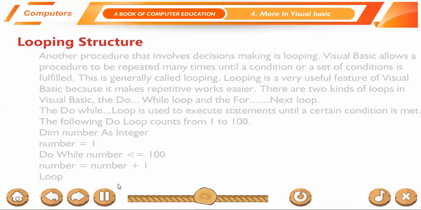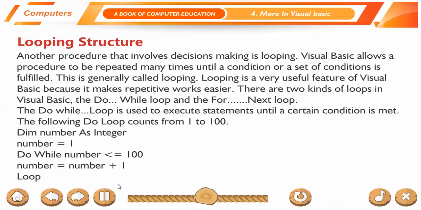Looping structure. Another procedure that involves decision making is looping. Visual Basic allows a procedure to be repeated many times until a condition or a set of conditions is fulfilled. This is generally called looping. Looping is a very useful feature of Visual Basic because it makes repetitive work easier. There are two kinds of loops in Visual Basic: the do-while loop and the for-next loop.